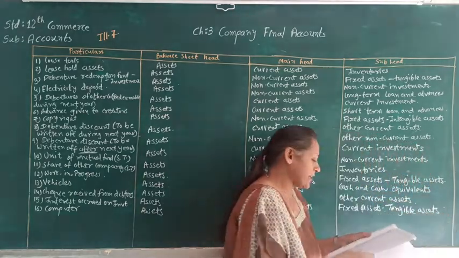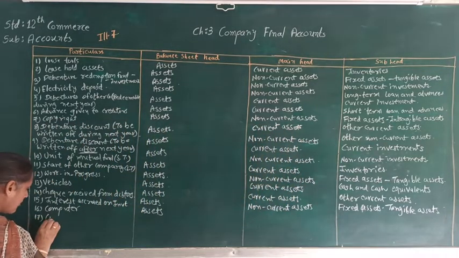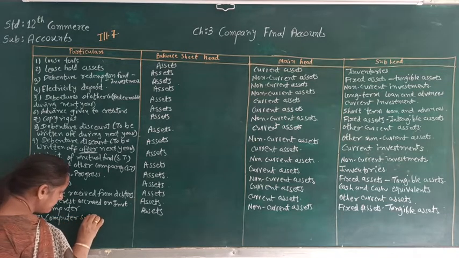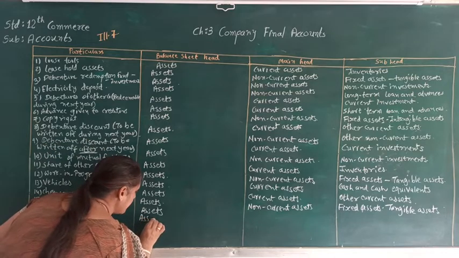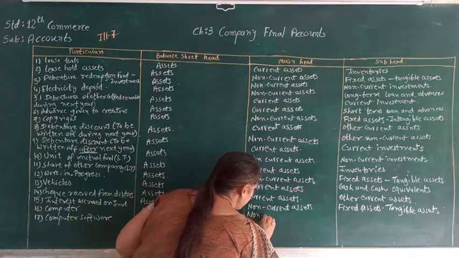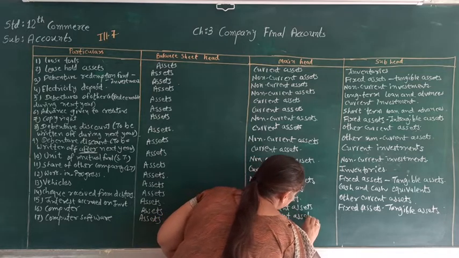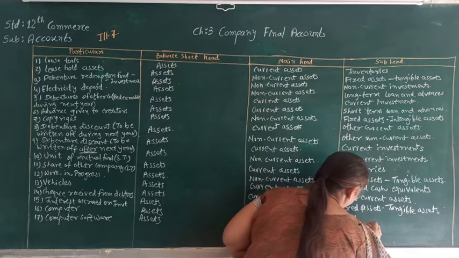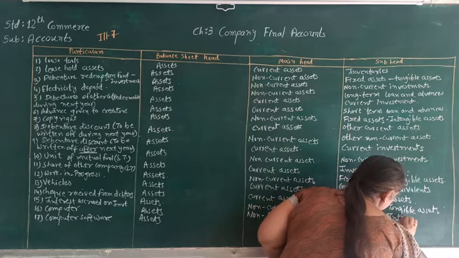The next heading is computer software, number 17. Computer software is again a non-current asset, but here we cannot touch the computer software, so it will be shown under intangible asset. So fixed asset, where it is intangible asset.